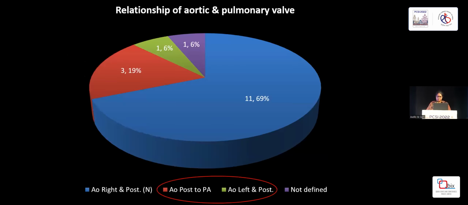Now, in a routine TOF case, the aorta would be posterior and to the right, but there was a variation seen in a good number of patients, with about 5 patients showing a different aorto-great artery relationship, about 3 patients showing the aorta even posterior to the pulmonary artery, and some of them even with the aorta left and posterior.